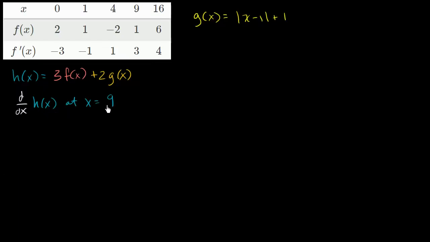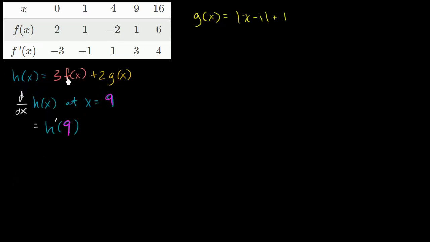So another way, just to get familiar with the notation of writing this, the derivative of h of x with respect to x at x equals 9 is equivalent to h prime, and the prime signifies that we're taking the derivative, h prime of x when x equals 9. So h prime of 9 is what this really is. So actually, let me do this in a different color. So this is h prime of 9. So let's think about what that is.